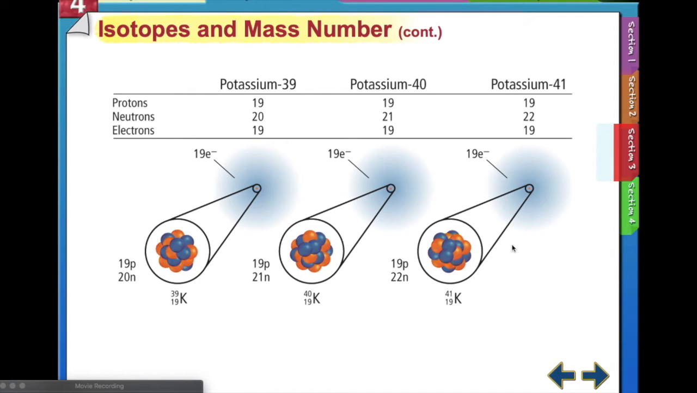So again, protons remain the same. You can find that in the periodic table. And then for a specific isotope, you can figure out how many neutrons you have by taking the atomic mass, or the mass number, minus the protons or electrons, whatever. But this is the number that you get from the periodic table.